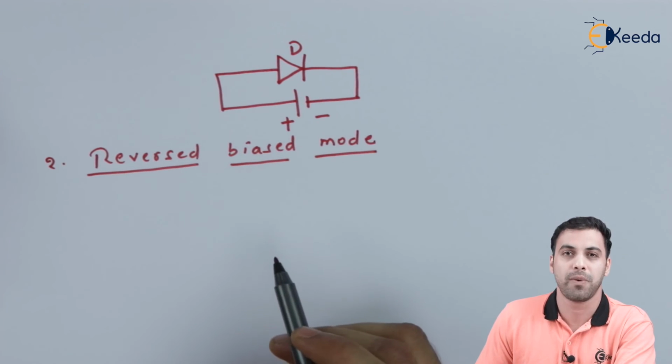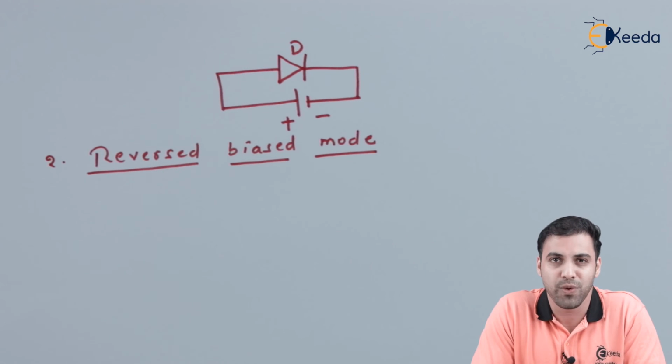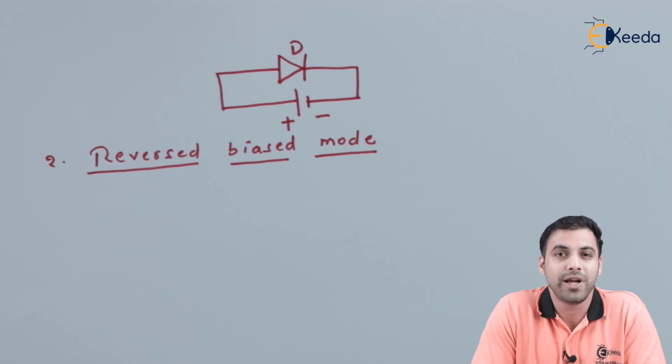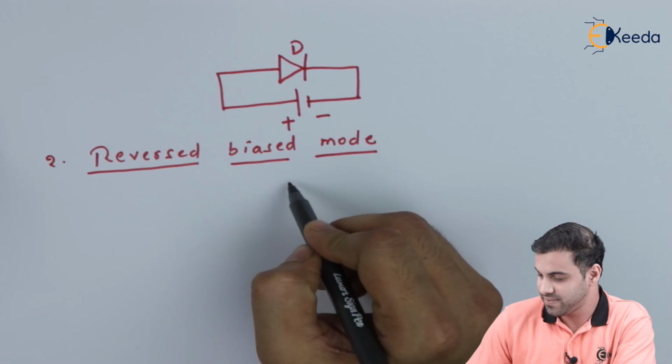Now, friends, let's talk about the reverse biased mode of operation. So, what is the reverse biased mode? The reverse bias mode is a mode of operation when the anode, or the P-doped junction, or the P-type semiconductor, is connected to the negative terminal of a DC battery and the N-type semiconductor is connected to the positive terminal of a DC battery. If you draw the figure, it looks like this.